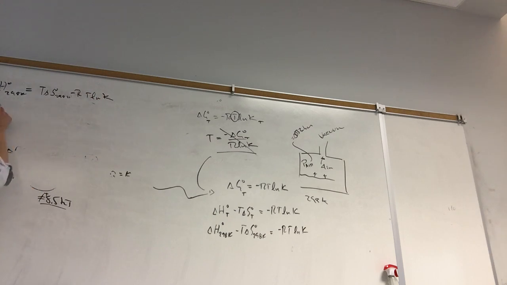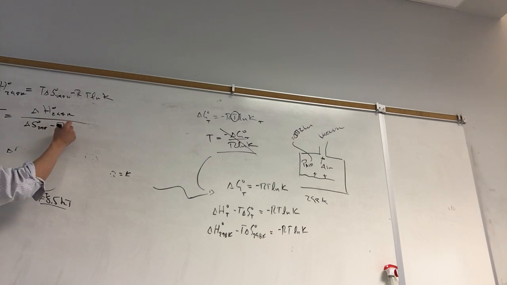Then we factor out a T and divide both sides by that, so we get T equals delta H naught at 298 Kelvin divided by delta S naught at 298 Kelvin minus R ln of K. And there we have it, because now these values are okay at 298. K we already know: K should be 0.5 bar, or just 0.5, since K is dimensionless.